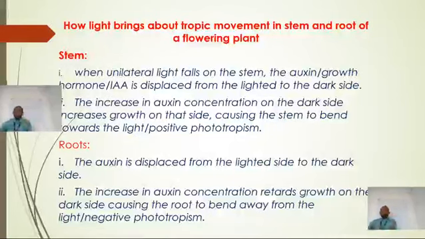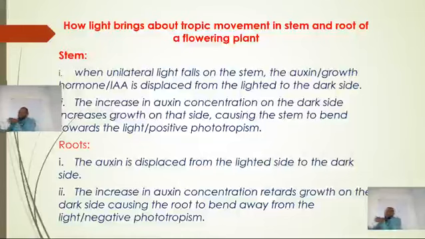Number 2, for the roots, the auxin is displaced from the lighted side to the what? To the dark side. That is when unilateral light falls on the roots. What will happen to the auxin? It will be displaced from the lighted side to the dark side. Then what else will happen? The increase in auxin concentration retards growth on the dark side, causing the root to bend away from the light. Are you getting it? The increase in auxin concentration retards growth on the dark side.